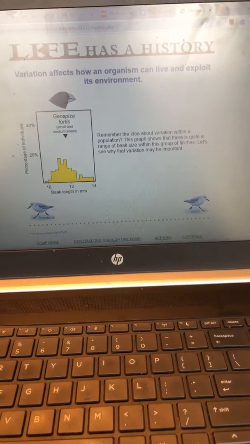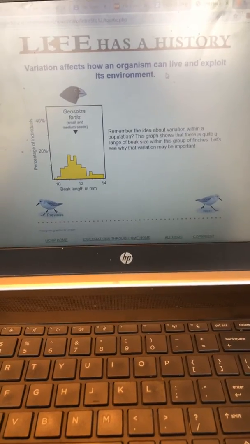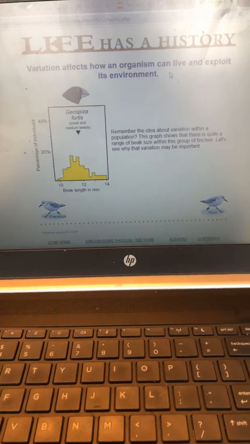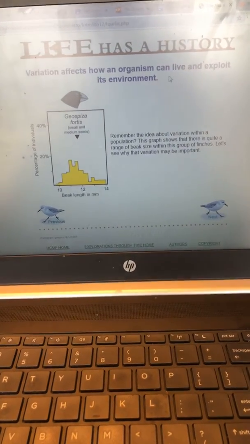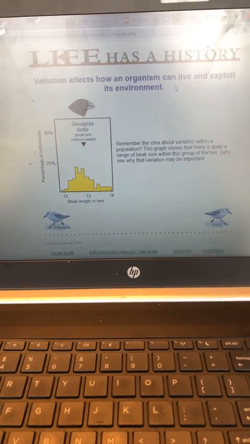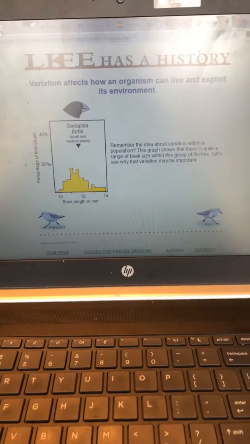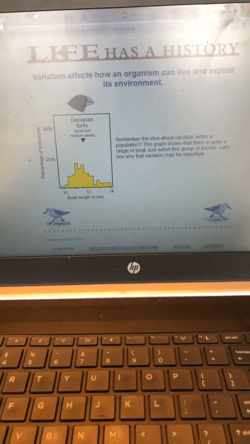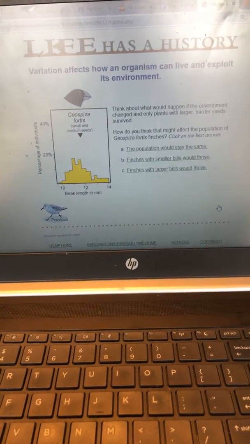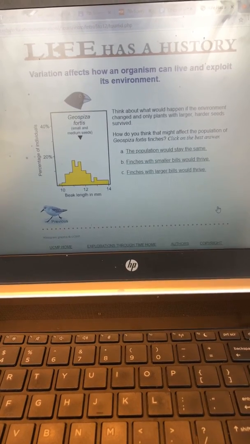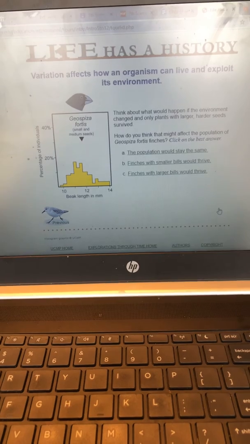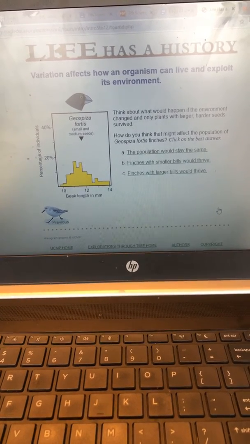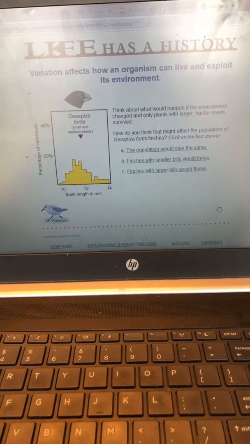All right, variation affects how an organism can live and exploit its environment. Remember the idea about variation within a population: this graph shows that there is quite a range of beak size within this group of finches. Let's see why that variation may be important. Think about what would happen if the environment changed and only plants with larger, harder seeds survived. How do you think that might affect the population of Geospiza fortis finches? Click on the best answer.